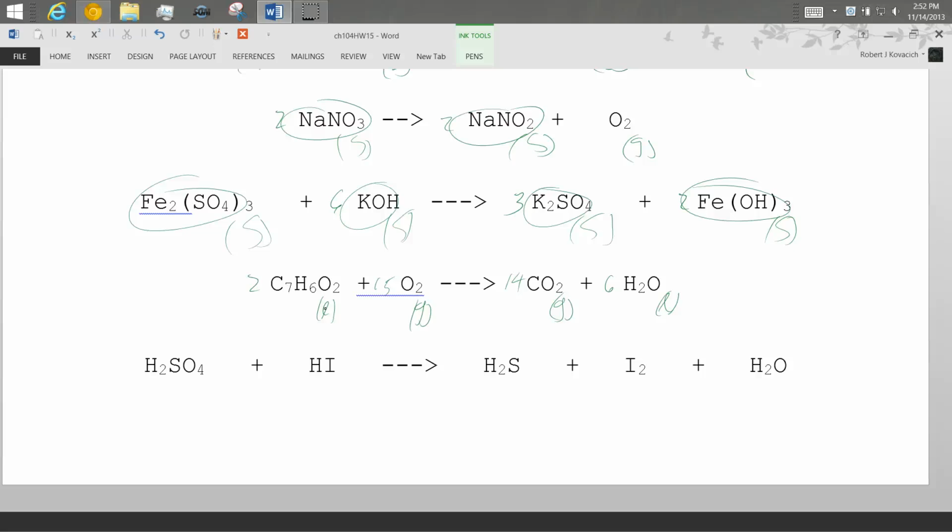Okay. Sulfuric acid, hydroiodic acid. Okay, so let's see. The sulfate disappeared on the right-hand side, so we can't balance using that rule.